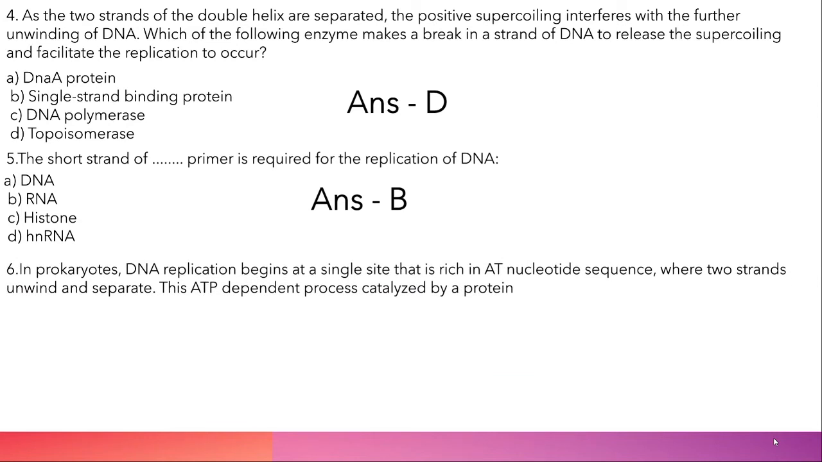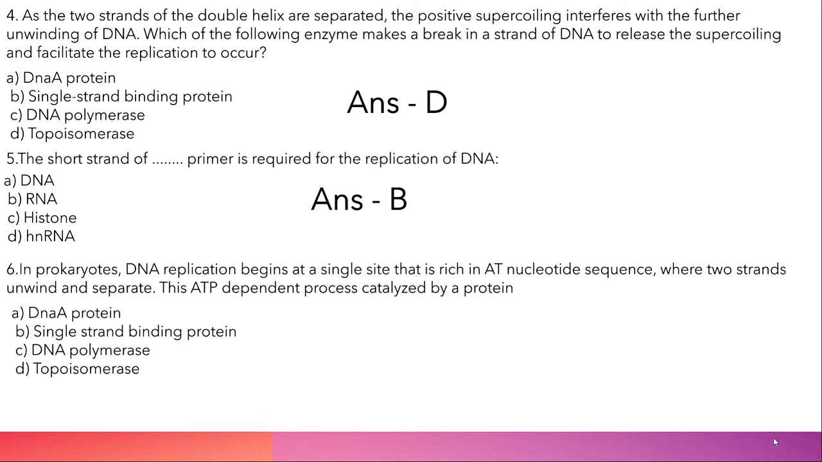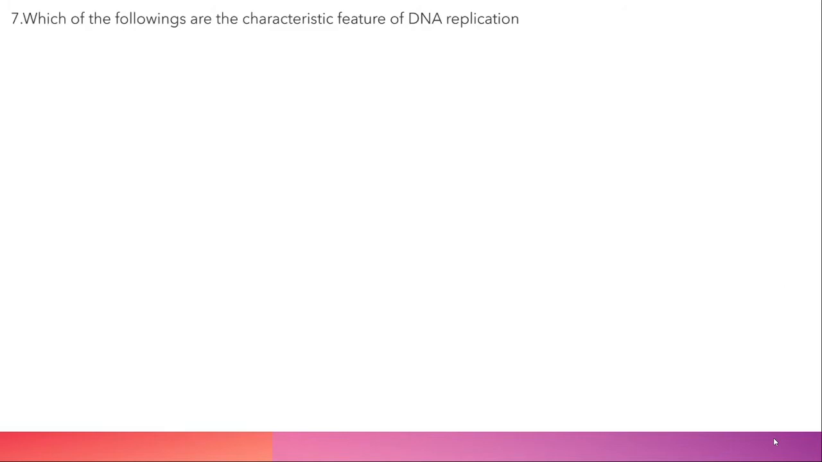The sixth question is, in prokaryotes, DNA replication begins at a single site that is rich in AT nucleotide sequence, where the two strands unwind and separate. This ATP dependent process is catalyzed by a protein. The options are A, DnaA protein; B, SSB protein; C, DNA pol; and the fourth one is topoisomerase. The correct answer is option A, that is DnaA protein.